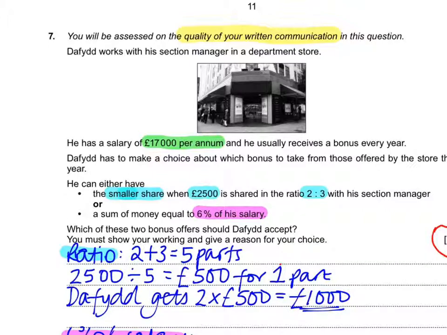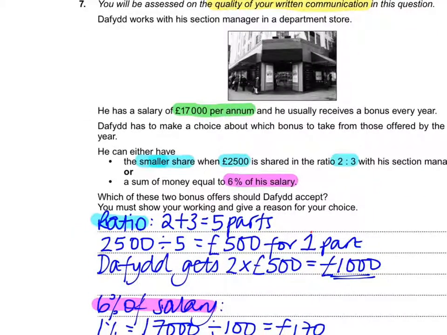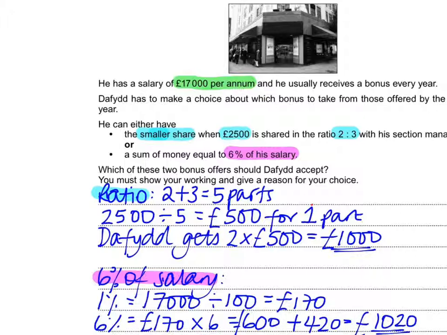Okay. For the next bit, 6% of his annual salary. A lot of you probably found 10% first: divide by 10 to find 10%, then divide that by 10 again to find 1%. Or, if you wanted to skip that, divide it by 100 to find 1% straight away. So 17,000 divided by 100 gives you 170.